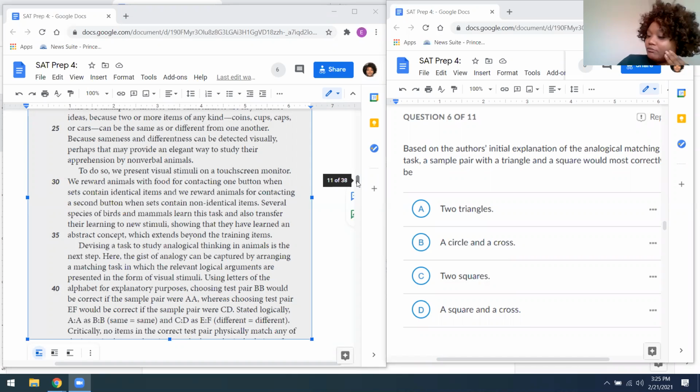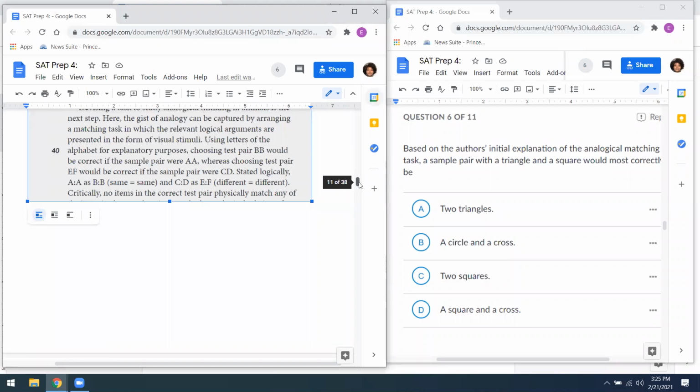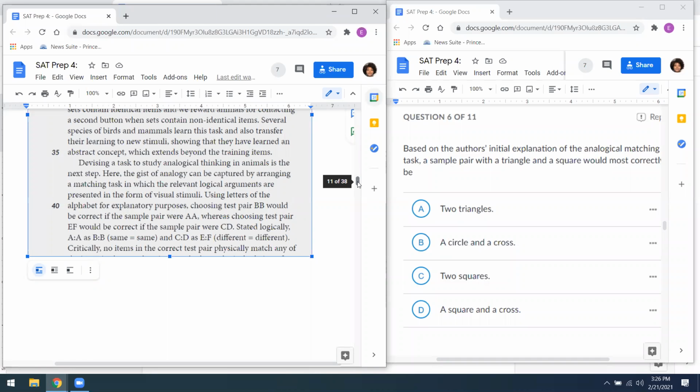So, EP, can you please work it out with me? How did you get answer B? I got answer B from referring back to the passage. If you go to lines 40 to 42, then you'll see the answer. And that's how I solved it. They said that stated logically, A and A as B and B will be the same and same. But for C, D, and E, F, they'll be different and different.